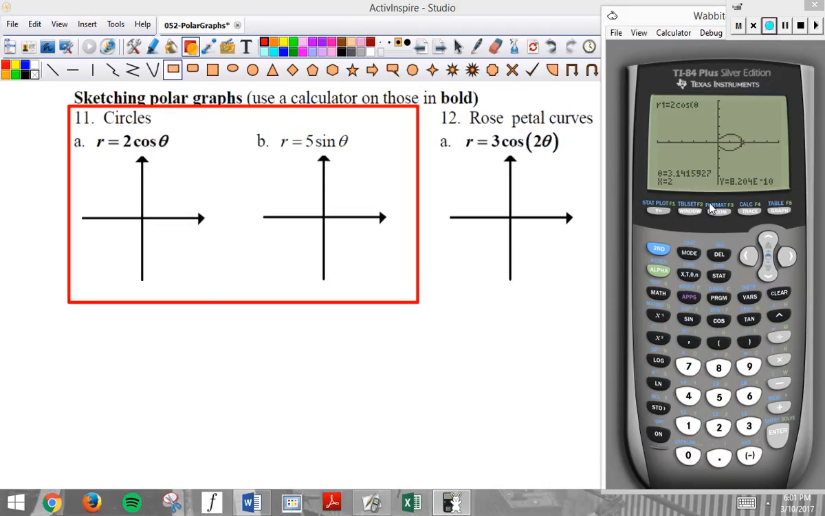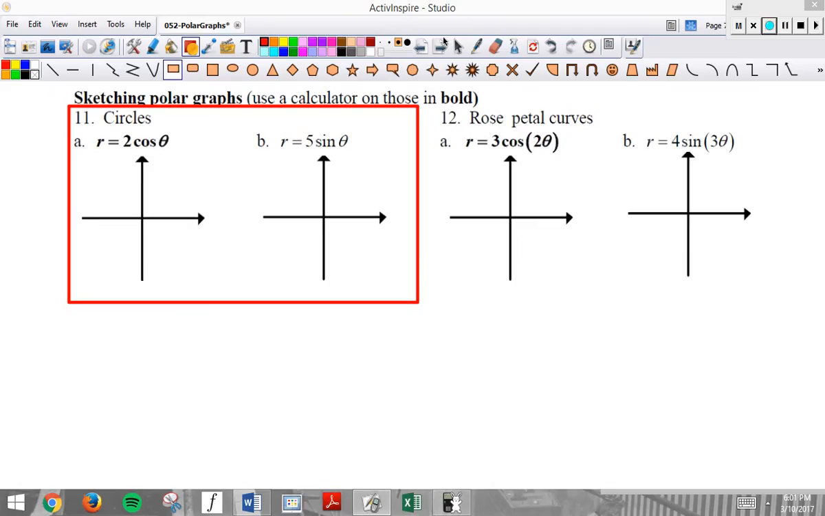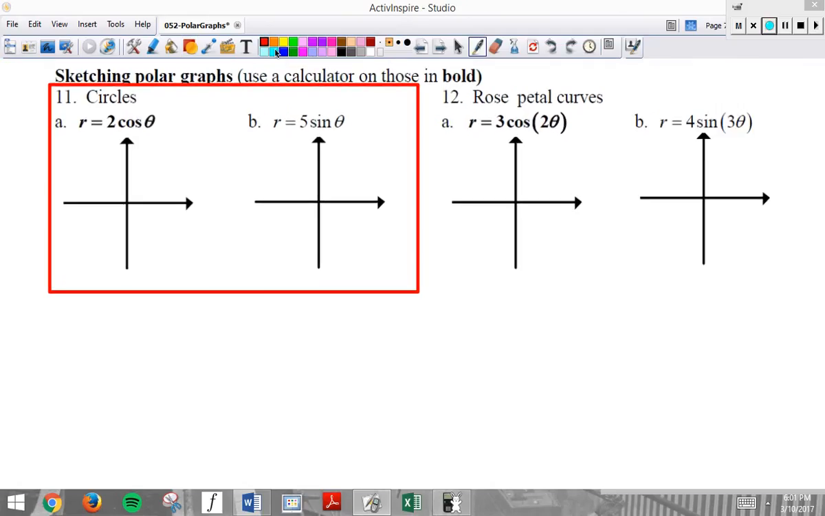So the idea is when I go to graph it, the way I would think about this, I'm going to make the tick mark, boom, boom, 2. And the circle is centered at 1, 0.